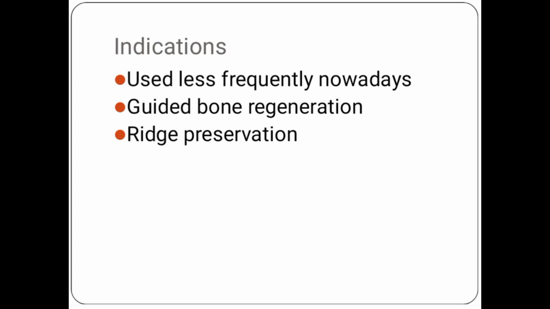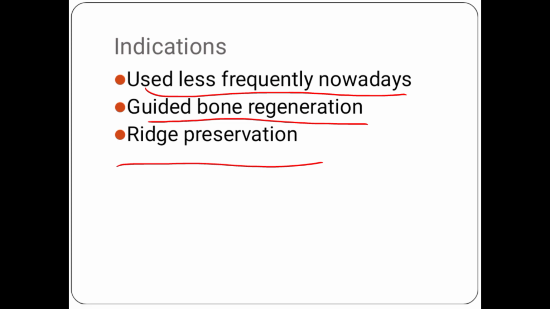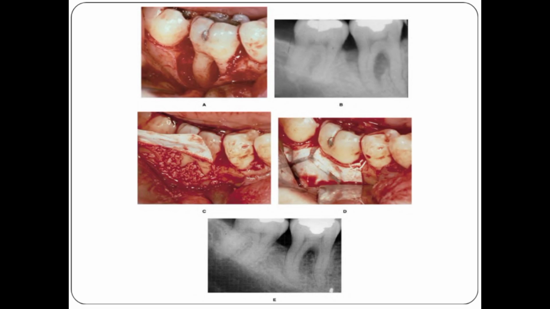Now this is the membrane, and these are the indications where we use GTR. It is used less frequently nowadays, but it is guided bone regeneration, if you want to preserve the ridge. You can see here the reflection of the flap is happening. Then the membrane is placed, and then the healing process starts.